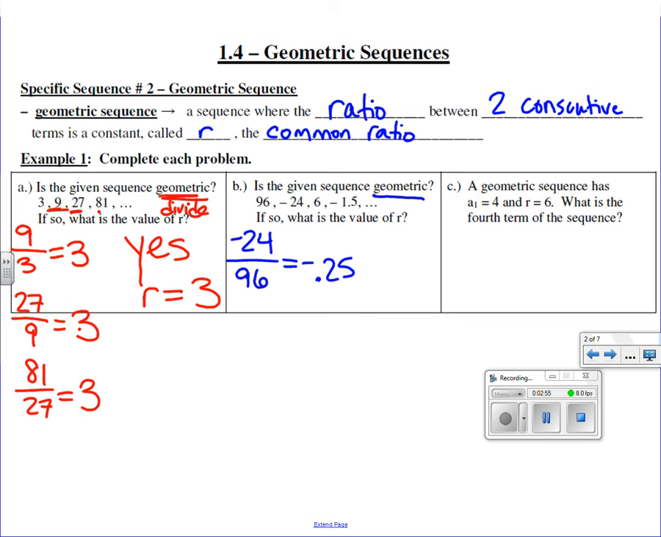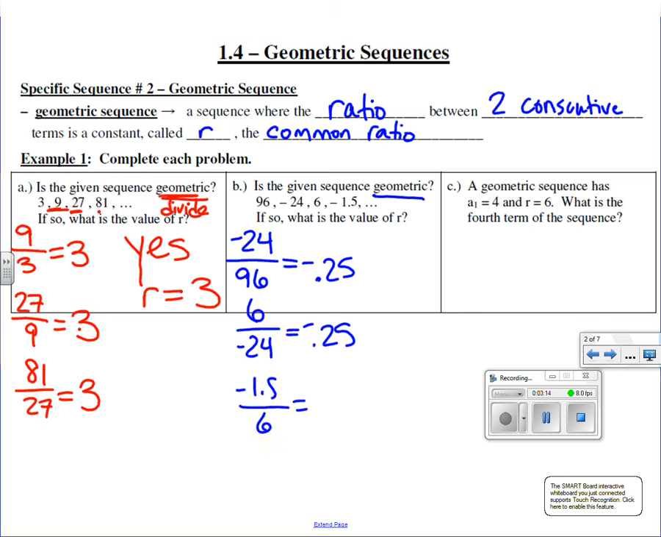I'm also going to test 6 divided by what? Negative 24. And you get negative 0.25 again. And then the last one, negative 1.5 divided by 6, same thing. So for this one, Laura, is the answer yes or no? Yes. And Austin, what is R? Negative 0.25. You could also put negative 1/4. Either way is fine.